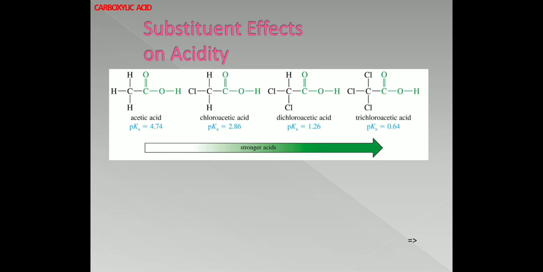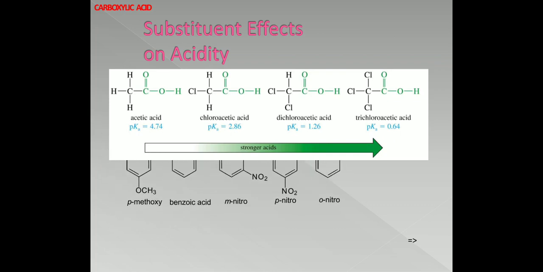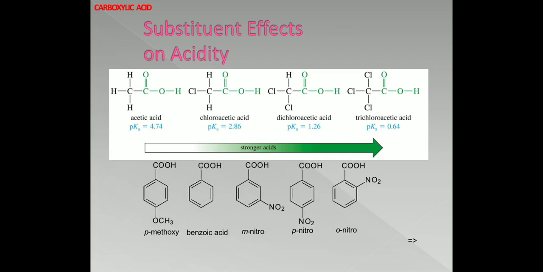So when an electronegative element is attached to the alpha carbon, its acidity increases. Let's see some other examples of aromatic acids, like para-methoxybenzoic acid, benzoic acid, meta-nitrobenzoic acid, para-nitrobenzoic acid, ortho-nitrobenzoic acid.